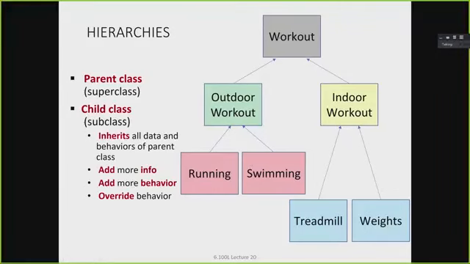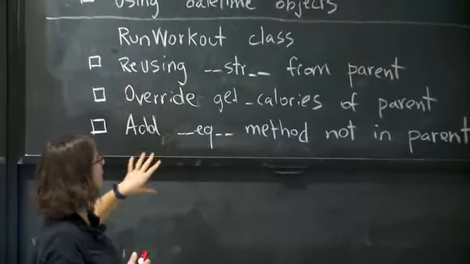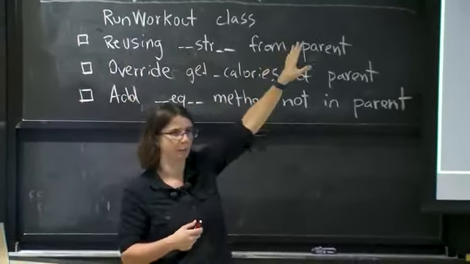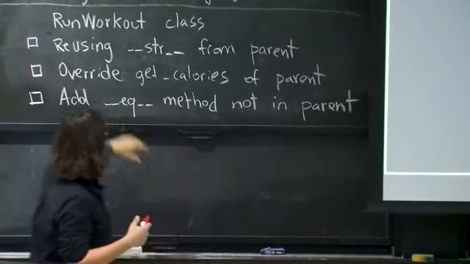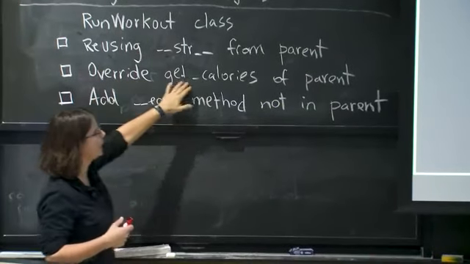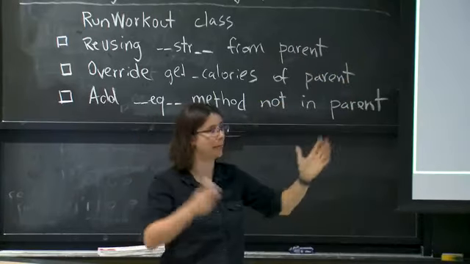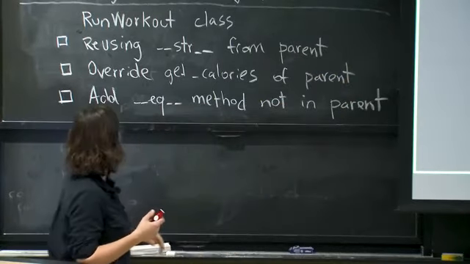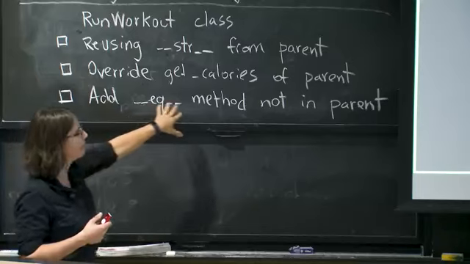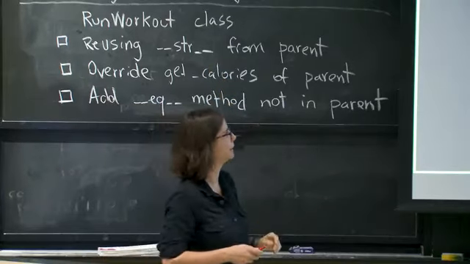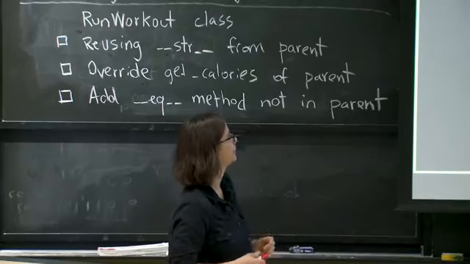Okay. So what we're going to do in this run workout class is I'm going to show you three methods implemented. The first one is going to be just reusing something that our parent can do. The second one is going to be overriding a method that our parent already can do to make it better and more specific to the child class. And the third one is to add a method that our parent didn't even have. Okay, so we're going to do these three things in the run workout object.